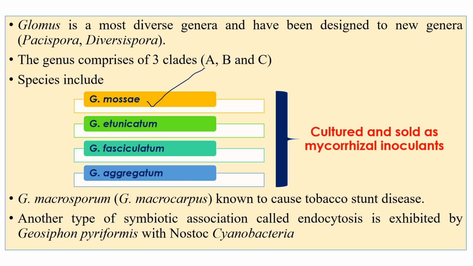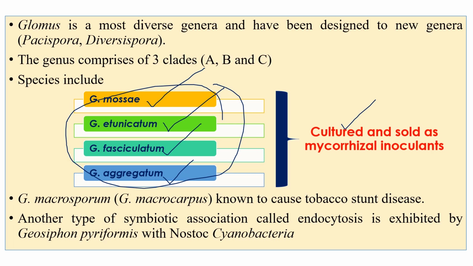Coming to this, as I told you, the common and most important species of Glomus are Glomus mosseae, Glomus etunicatum, Glomus fasciculatum and Glomus aggregatum. These are the four important species of Glomus that can be cultured and sold as mycorrhizal fungi for commercial production. These are all the important fungi.